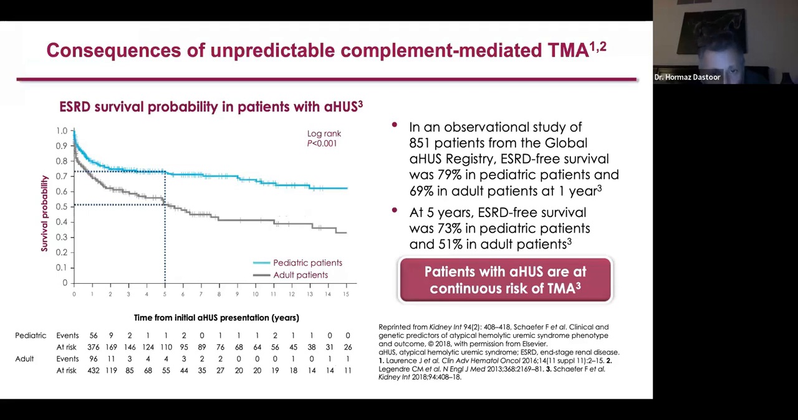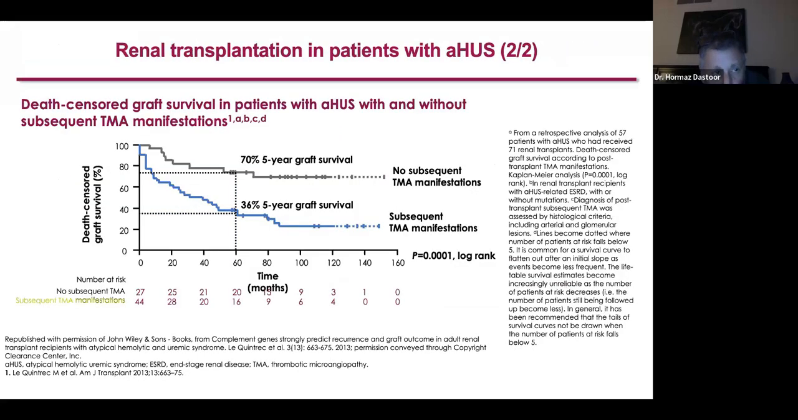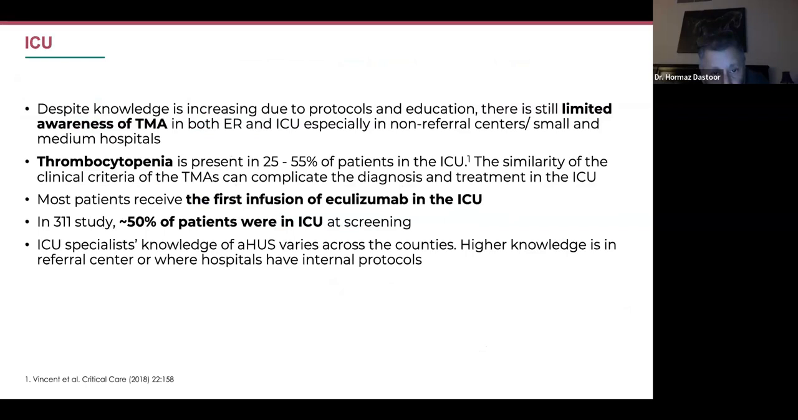If you look at the renal prognosis of patients with AHUS, the prognosis is quite poor, with 5-year renal survival of only about 50%. Renal survival is better in pediatric patients. In terms of kidney transplant, patients who have a kidney transplant with previous TMA manifestations and no subsequent TMA manifestations after the transplant, even those patients, the 5-year survival is 70%. And after transplant, if they do, however, have TMA manifestations, then the 5-year renal survival is even worse at around 36%.